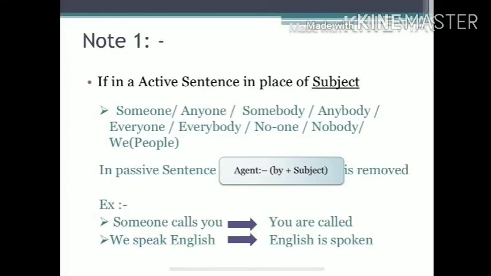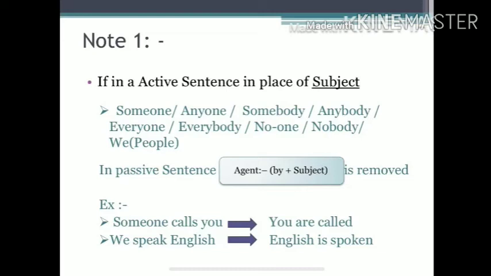Now as we have seen examples, we are moving to notes. There are a few notes which are important for changing. Note first: if in an active sentence, in place of the subject, you find these words: someone, anyone, somebody, anybody, everyone, everybody, no one, nobody, or we, which means people, then in the passive sentence you will remove the agent. Agent is by plus subject.